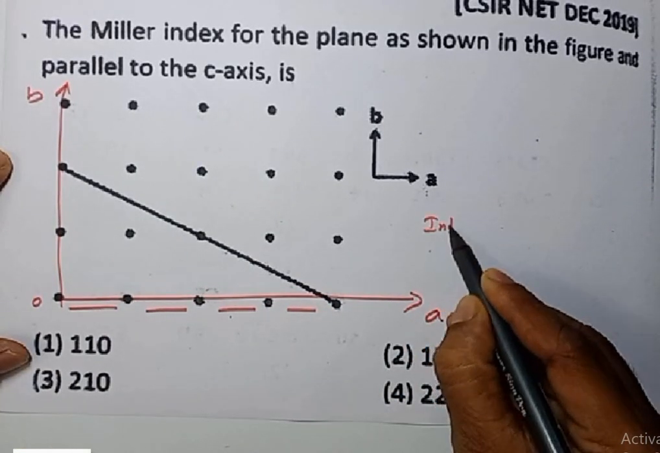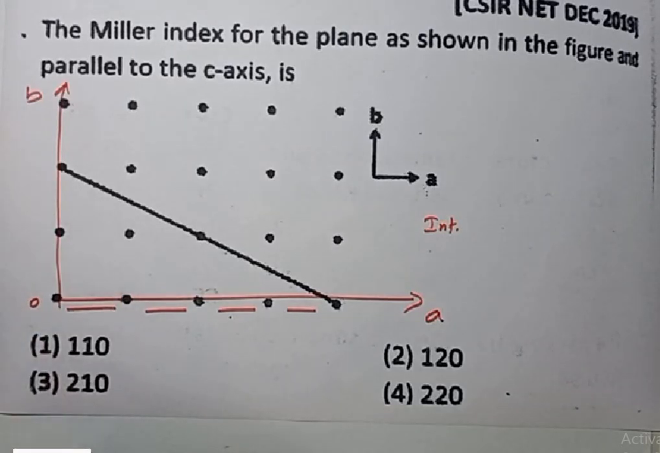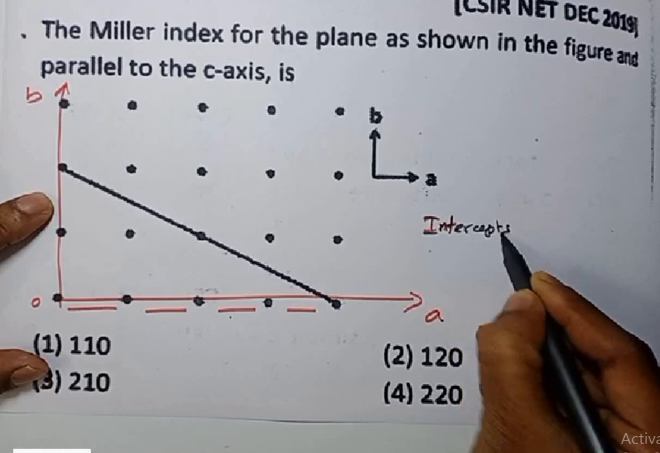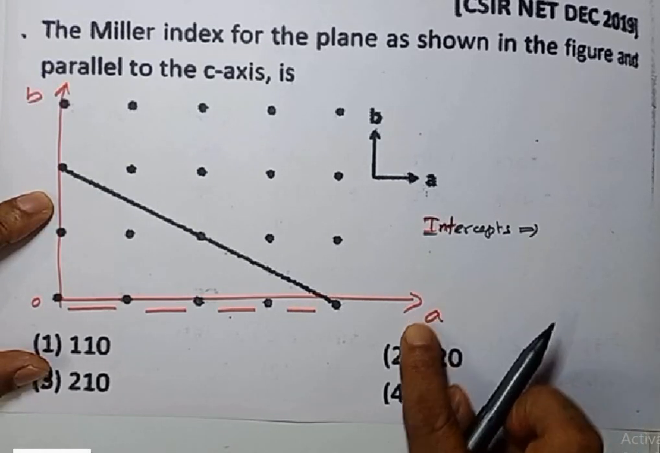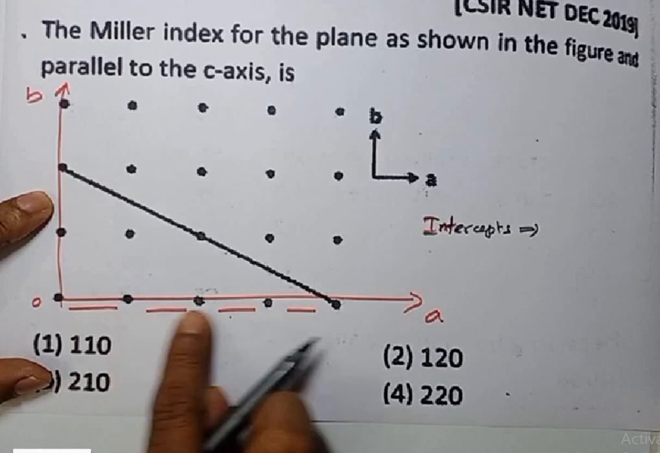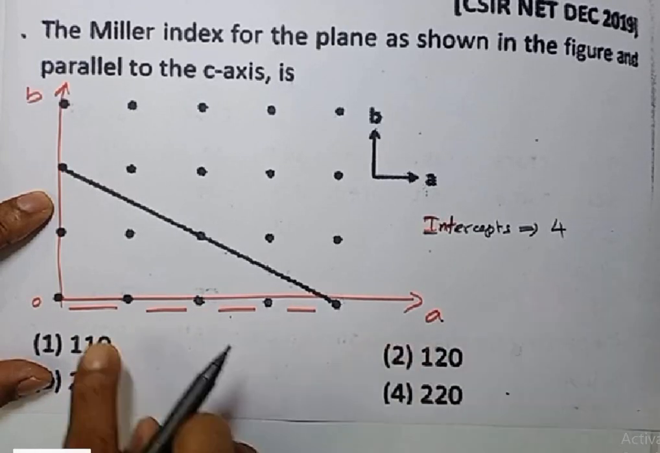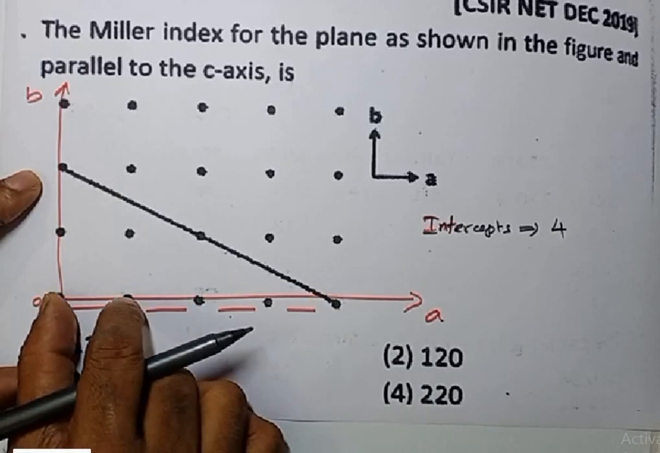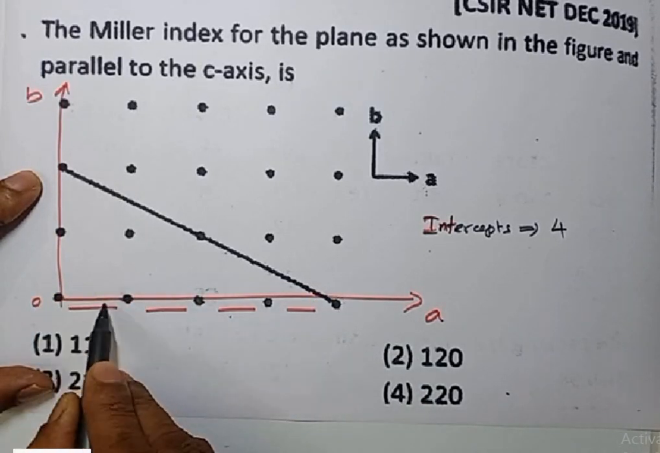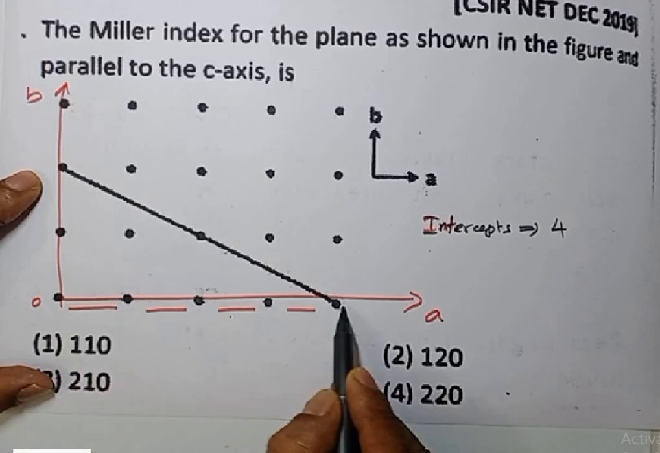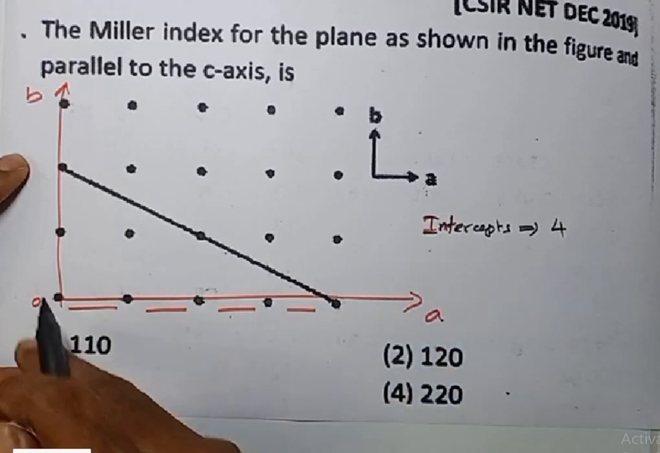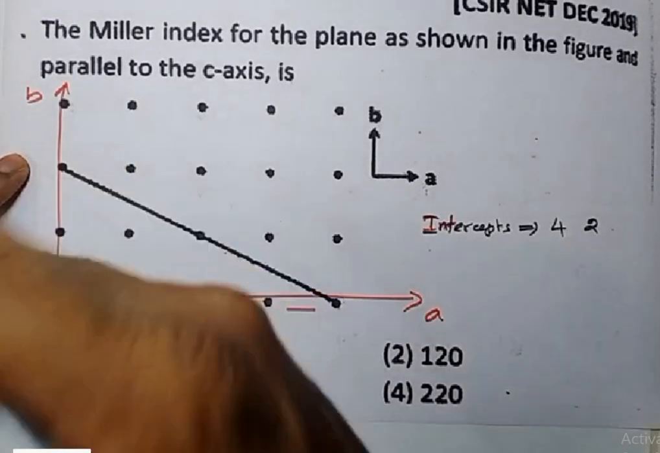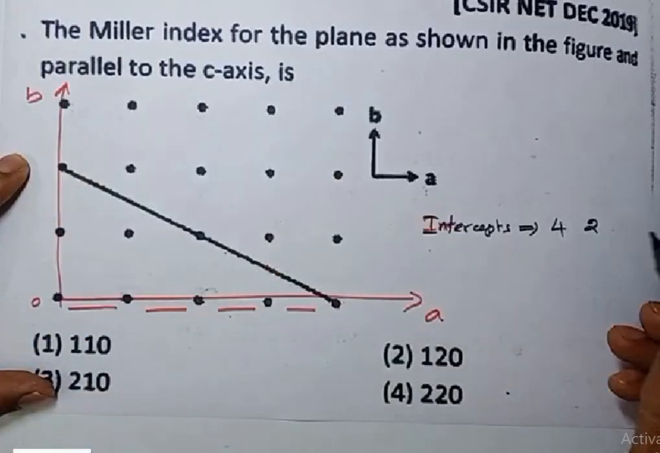Okay, let me write the intercepts first. So what are the intercepts? Along A axis, intercept is 4 unit distance, right? 1, 2, 3, 4 distances, 4 unit distances. Not the point, you should count the distance. This is 1 unit distance, 2, 3, 4 unit distances. And in B axis, 1, 2 unit distances, intercepts. It is parallel to C axis, therefore, intercept is infinity.